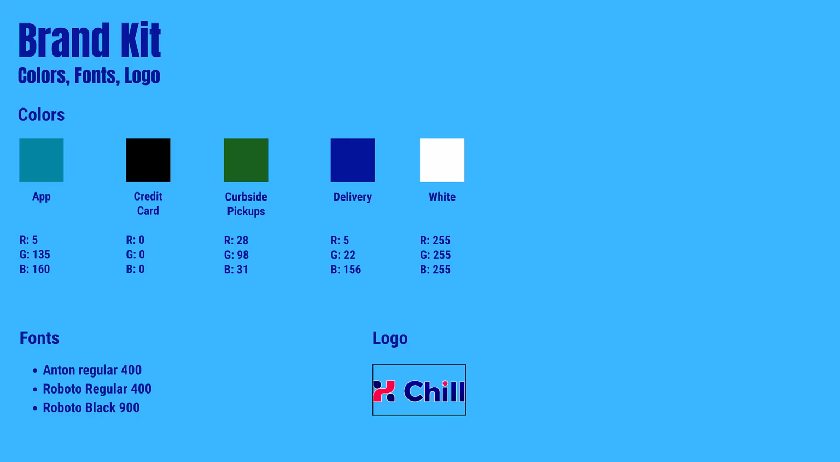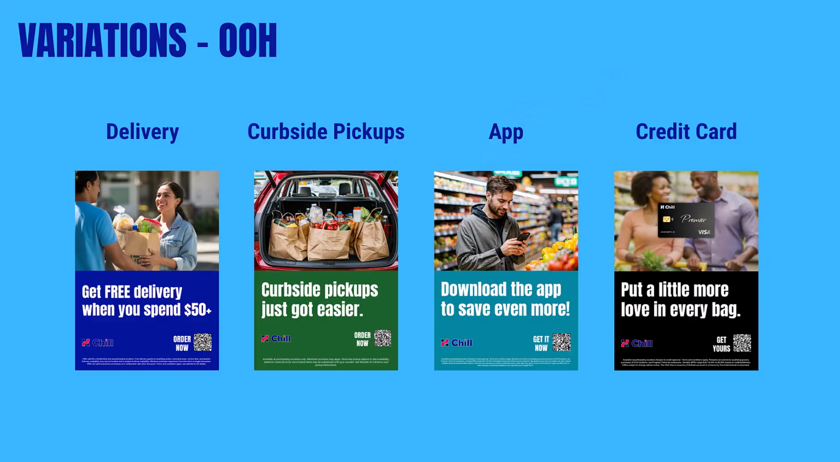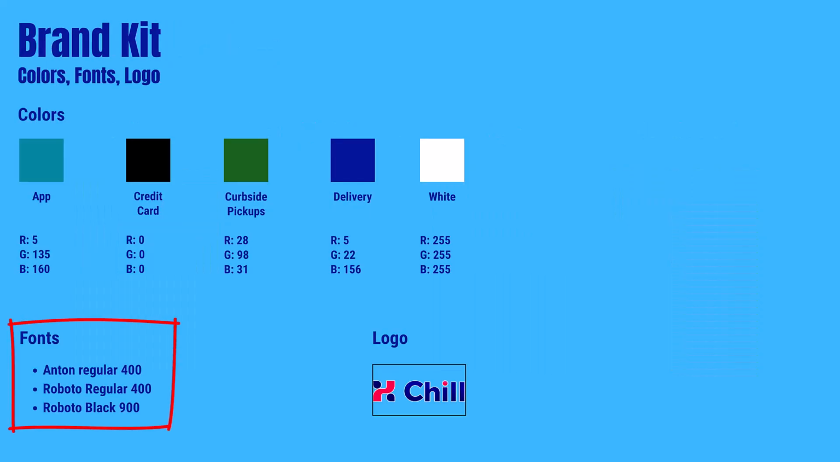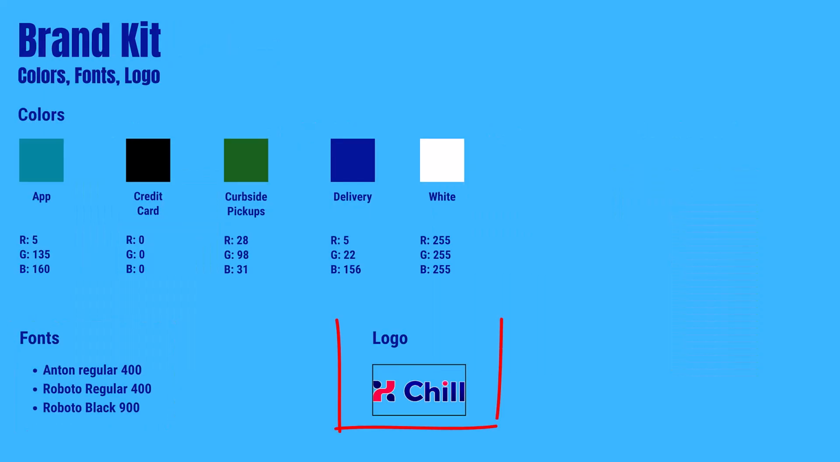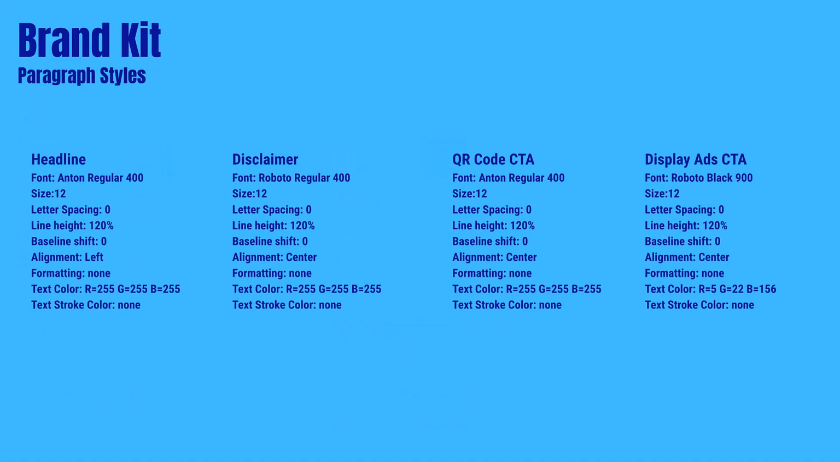Okay, so when it comes to branding, let's look at the brief. We've got 4 different colors in RGB value. Those are used for the background, and each color corresponds to a service advertised, namely delivery, curbside pickups, the app, and the store credit card. We've got fonts here, namely Anton and Roboto. We've got this chill logo, and we've got styles laid out on this slide.